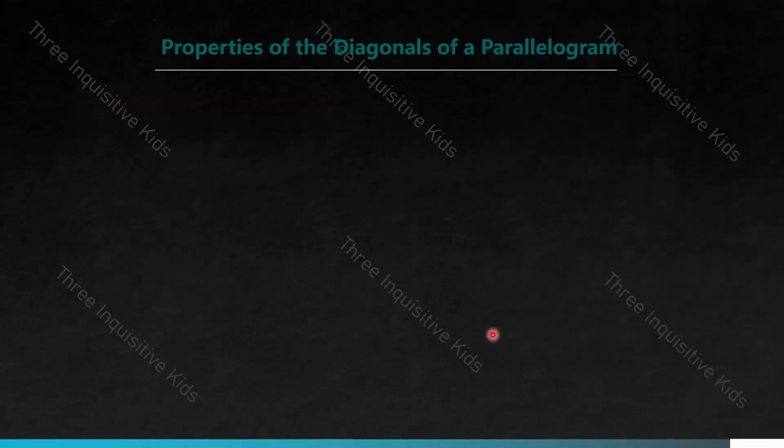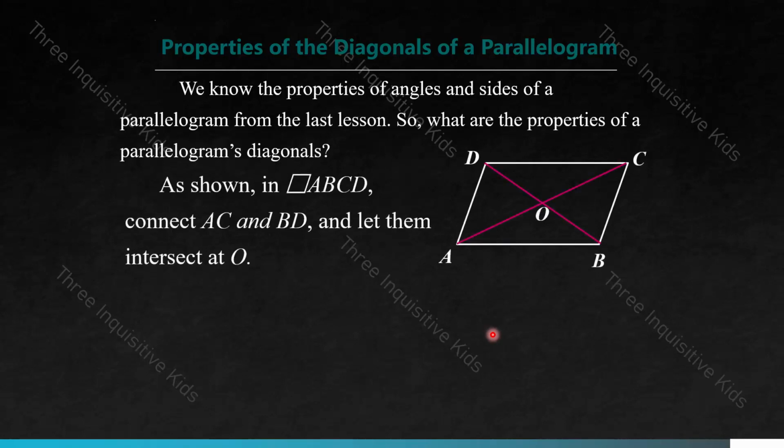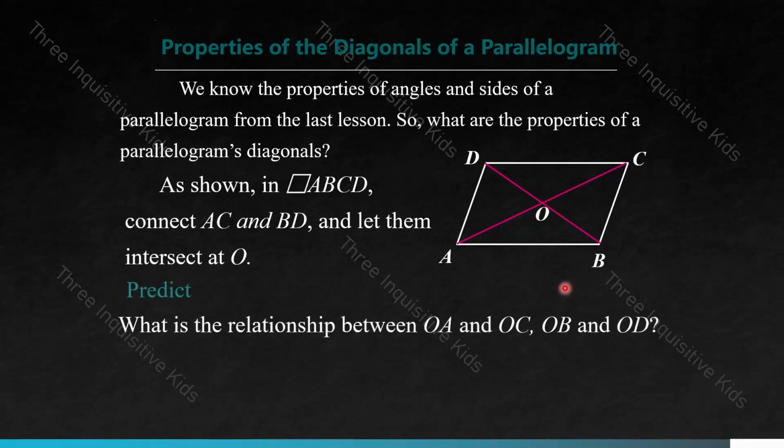Properties of the diagonals of a parallelogram. We know the properties of angles and sides of a parallelogram from the last lesson. So what are the properties of a parallelogram's diagonals? Well, as shown in parallelogram ABCD, we can connect the diagonals AC and BD, and let them intersect at point O. So predict, what is the relationship between OA and OC, OB and OD? Pause the video and think about that.